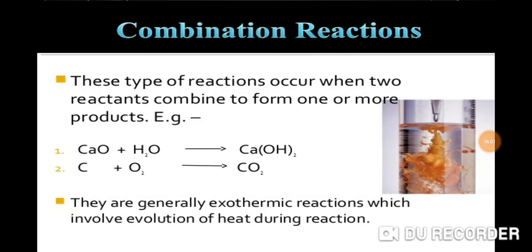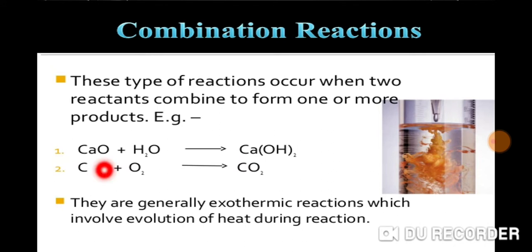First, combination reaction. A reaction in detail we will discuss again. It occurs when two or more reactants combine to form one or more products. For an example, calcium oxide, that is lime. Calcium oxide mixed with water, it will combine to form Ca(OH)2. So this is calcium hydroxide.